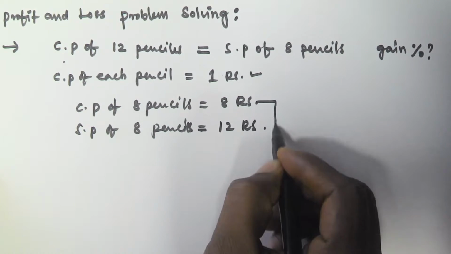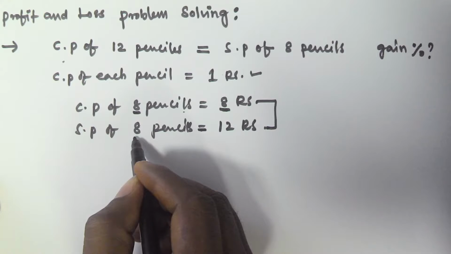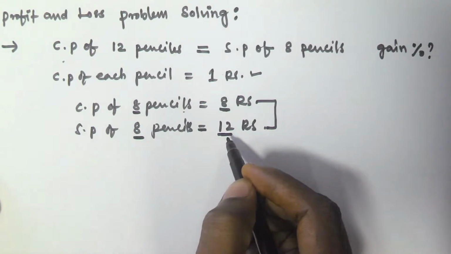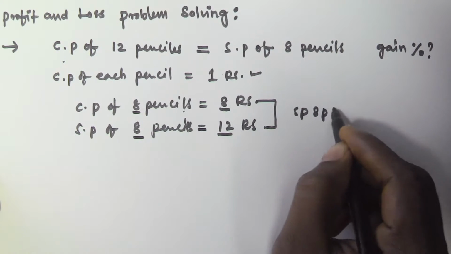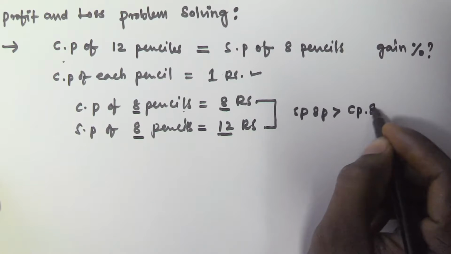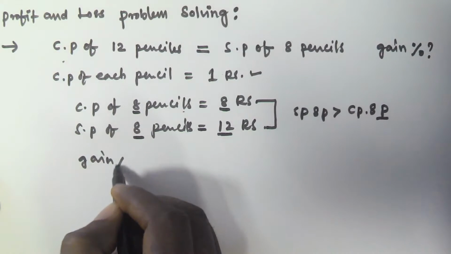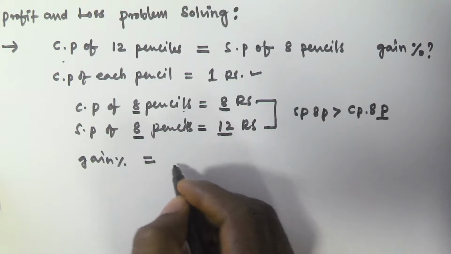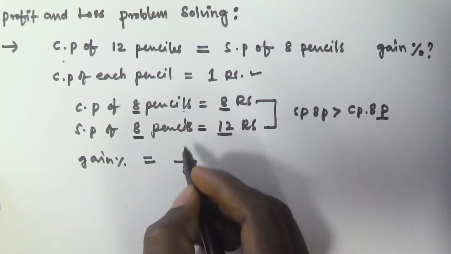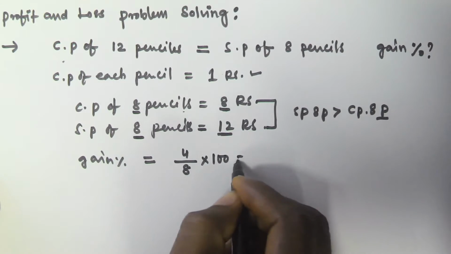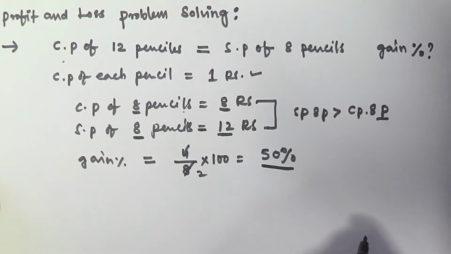So if you see these two statements, he is buying 8 pencils for 8 rupees, but selling 8 pencils for 12 rupees. The selling price of 8 pencils is greater than the cost price of 8 pencils, so there is a gain. The gain percentage is given by gain by cost price. Here the cost price is 8 and the gain is 12 minus 8, that is 4, into 100. So 1 by 2 is equivalent to 50 percent gain. Okay, 50% gain is there.